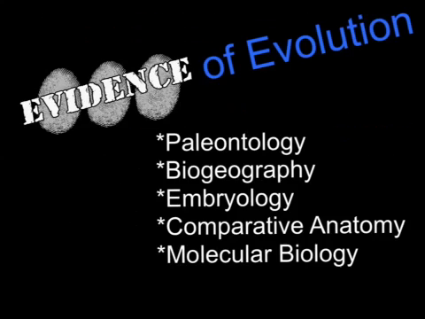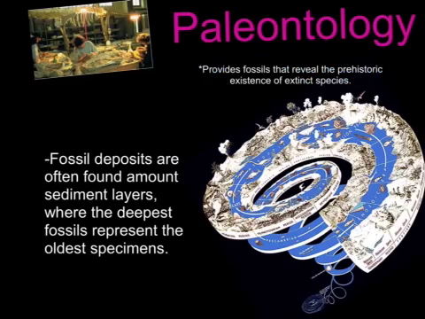So, the evidence of evolution, how do we determine this? It is by, I can't pronounce the first one, but it's fossils. The second one is biogeography, then embryology, comparative anatomy, and molecular biology. So the first one that we're going to talk about is fossils.